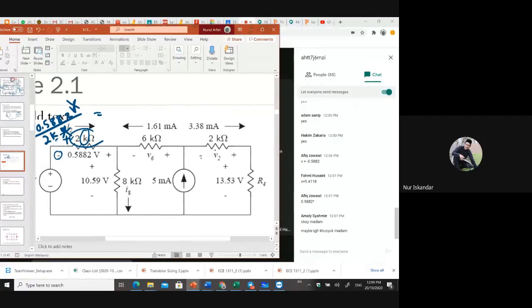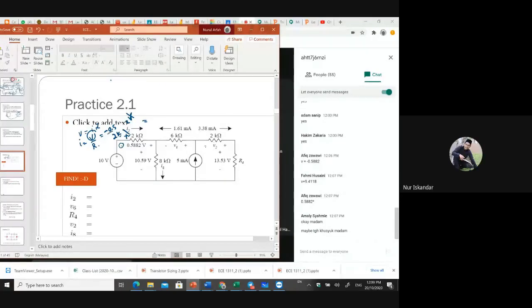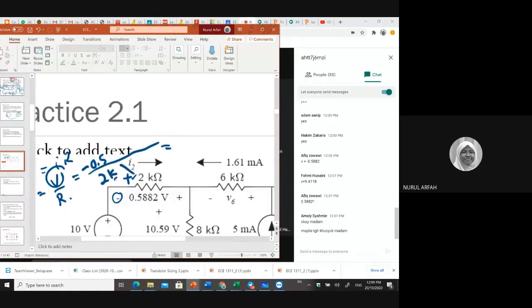V6. Madam, for the 2K, do we divide directly and turn it into 2K? Yes, 2 kilo. Divide directly by 2? Yeah, no need for 2,000? That's the problem faced by many students up until now. Okay, wait. Right. Let's say we have 2K here, right? 2K. Okay.